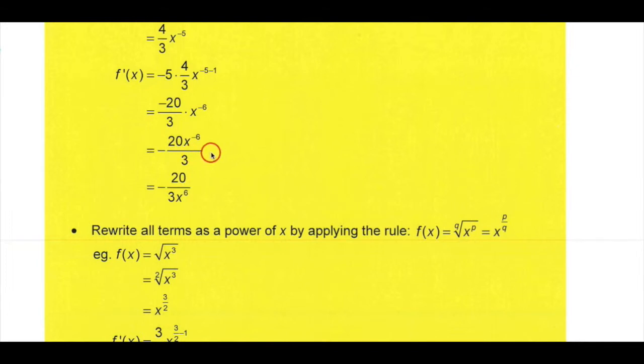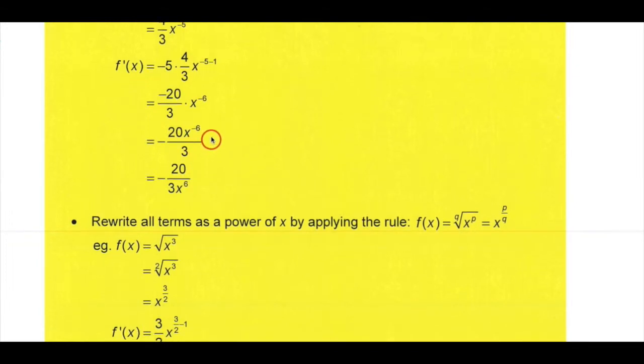This format is not surprising to us and fairly obvious, but what I'm interested in is expressing the answer so it has a positive power. So rather than leaving it as x to the power of -6, I take the x and bring it down to the bottom and write it as being +6. So the derivative of the original function is -20 over 3x to the power of 6.